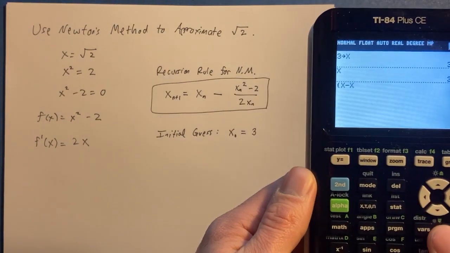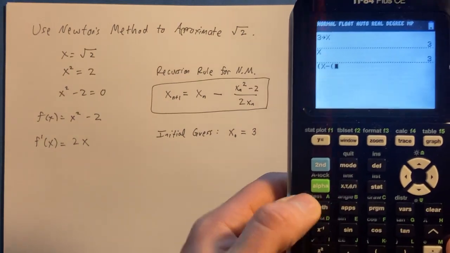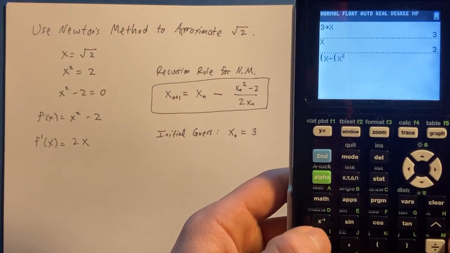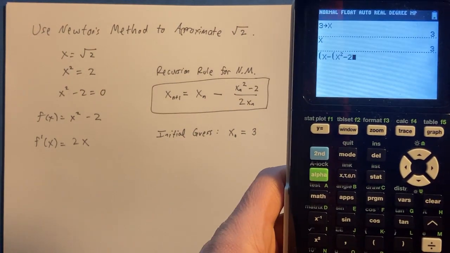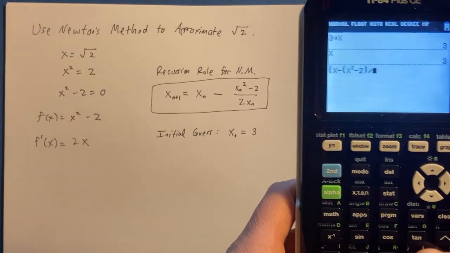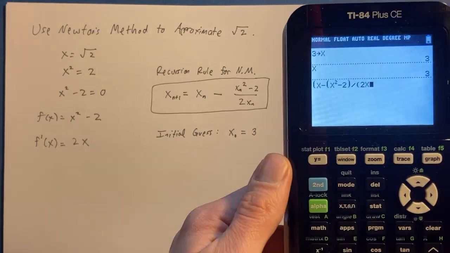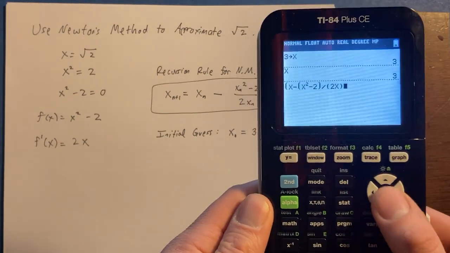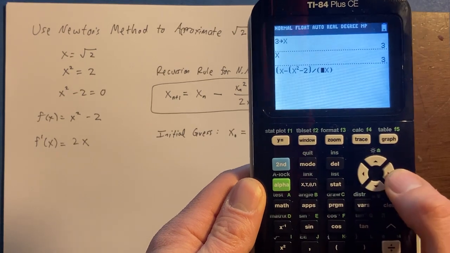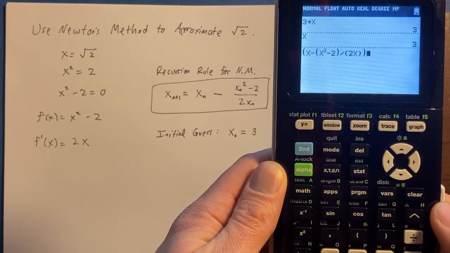Parentheses, x squared, and then minus 2. Close the parentheses, and then divide that by, again, I want to open parentheses, 2 times x and close parentheses. Make sure you put parentheses around that 2x, by the way, so that you are doing the order of operations correctly.